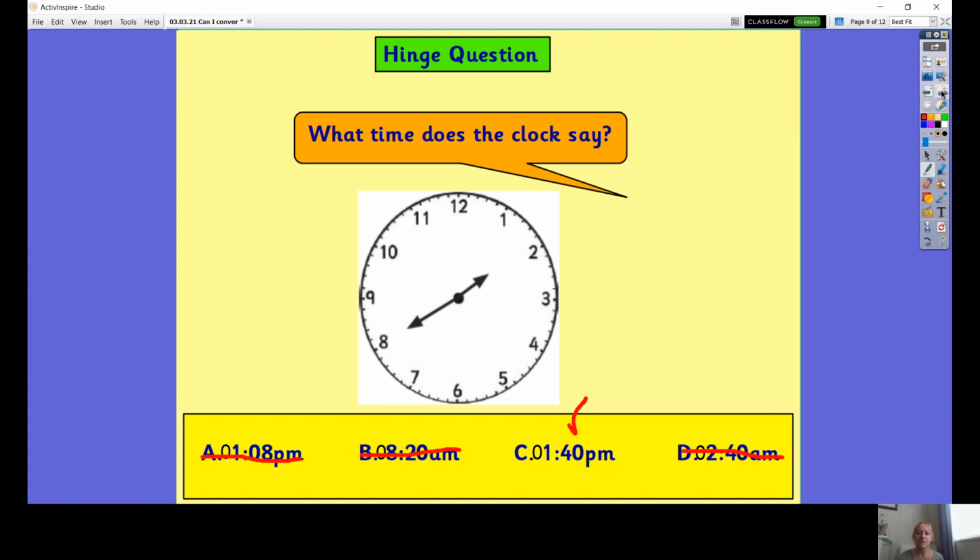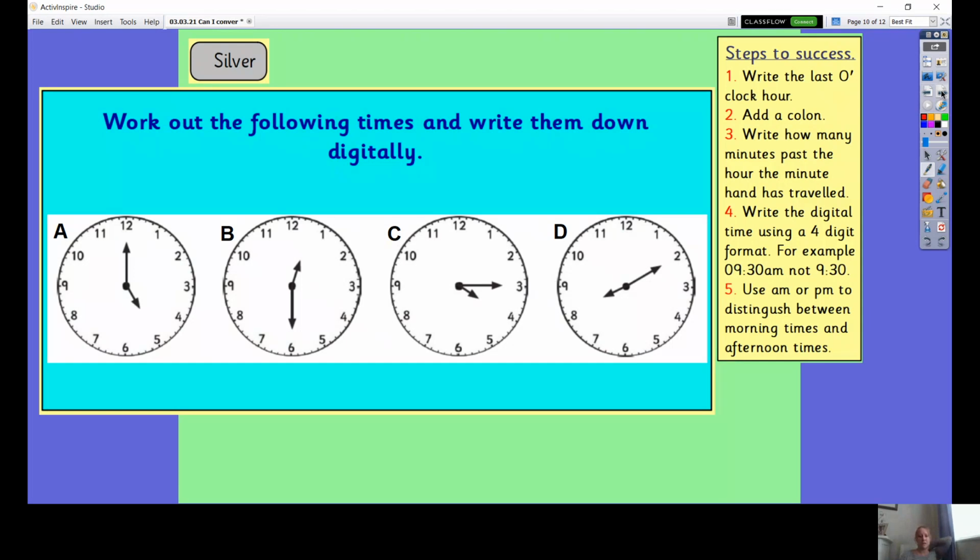Right. Okay, so silver task for today, work out the times and write them down digitally. And you can write AM or PM, I don't mind. And if you want to, you can write me something that you might be doing at that time. But you must put an AM or a PM, I don't mind which one it is in this case though. Okay, so pause here and have a try at that.